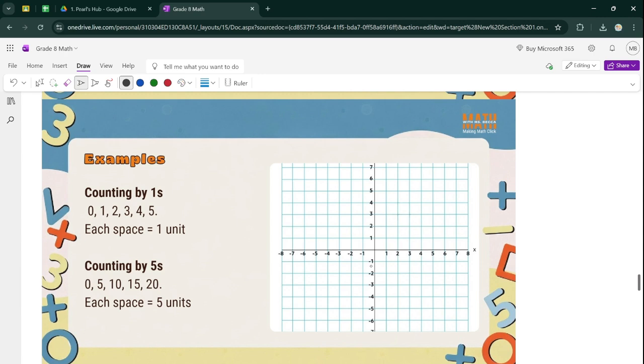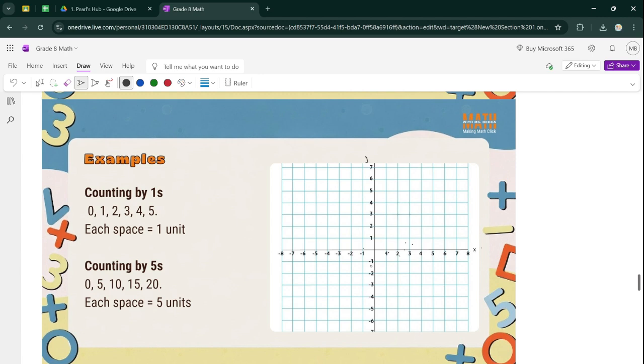Now, if you look at this graph, you will see that the difference between all the numbers is 1. We have 0, 1, 2, 3, 4, 5. Same here. What we have on the x-axis is the same thing as what we have on the y-axis. So the scale here is 1, in ratio 1. So each space is 1 unit.